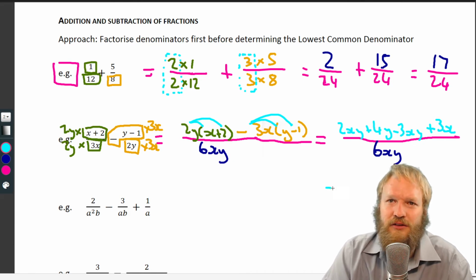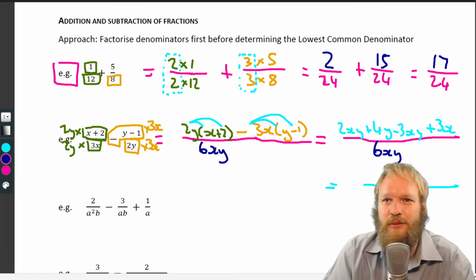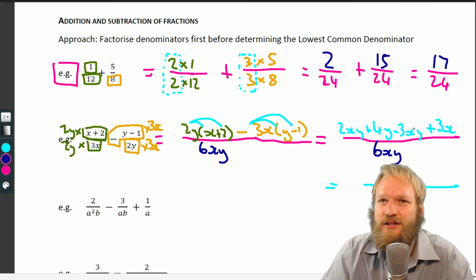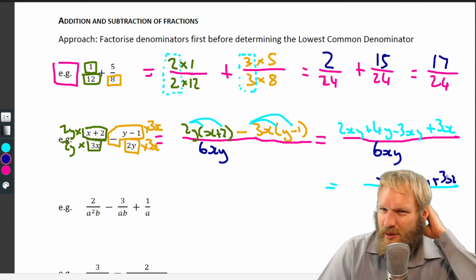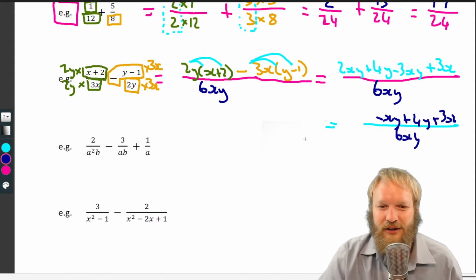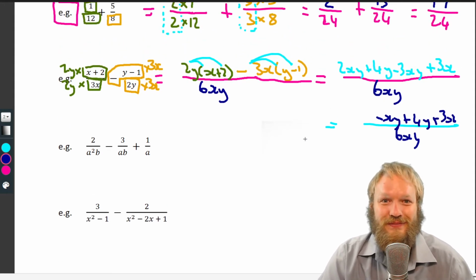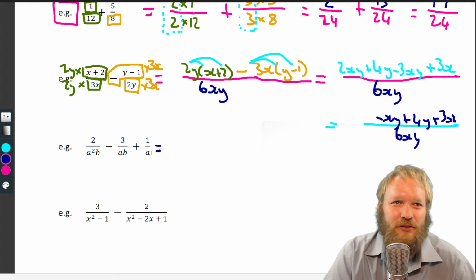Cool. And then we go along, and I don't know what's happened to my colors now, but 2xy minus 3xy gives us minus xy, 4y plus 3x. It doesn't matter what order we write this in for now. Maybe you wanted to put the x's first. Doesn't really matter. Maybe you wanted me to move my head out of the way so you could actually see that. Maybe you didn't.